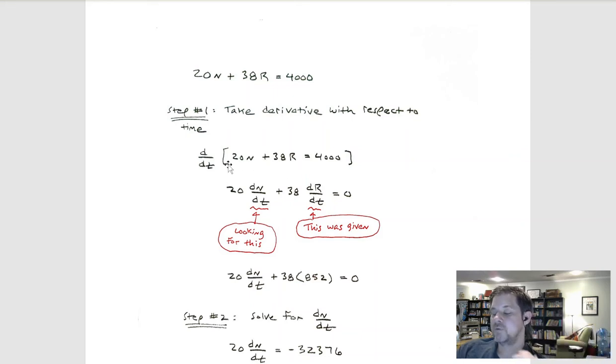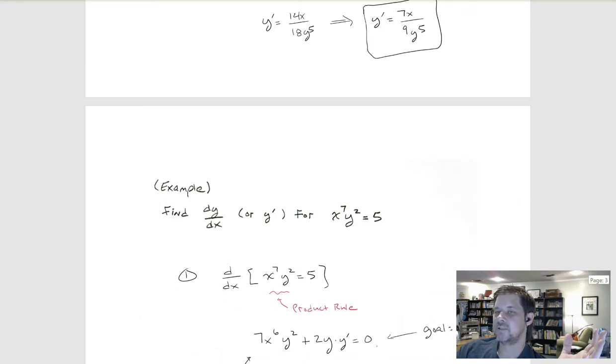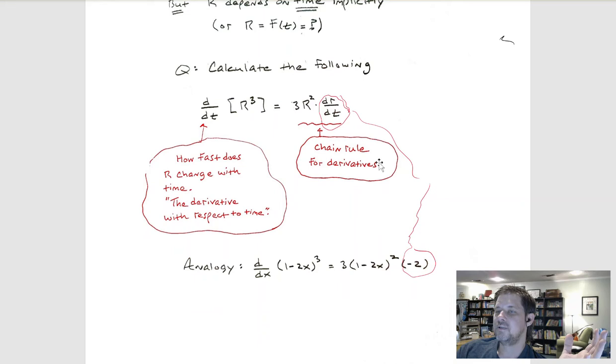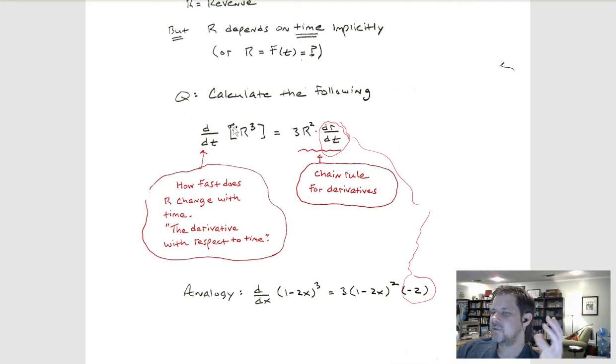So we'd say this: what's the derivative of 20n? Well, the derivative of 20n is just 20. That's what the rule says. Why do I follow with the dn over dt? To answer that, see here, what's the derivative of r to the third power? That's 3r squared. Why did I multiply it times dr over dt?